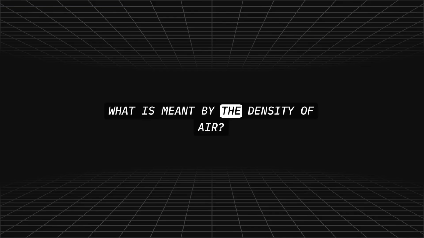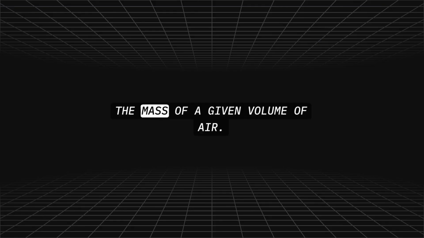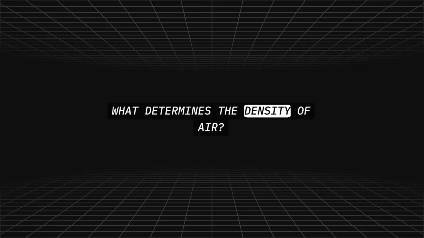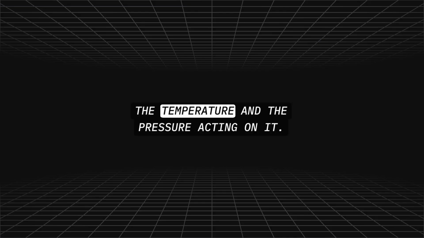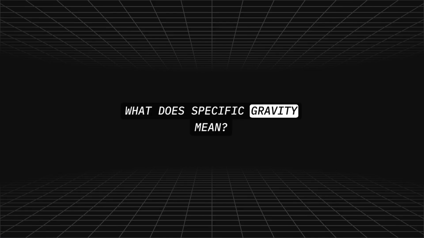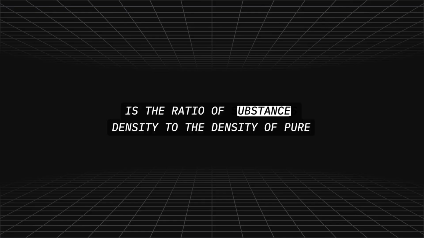What is meant by the density of air? The mass of a given volume of air. What determines the density of air? The temperature and the pressure acting on it. What does specific gravity mean? It is the ratio of a substance's density to the density of pure water.